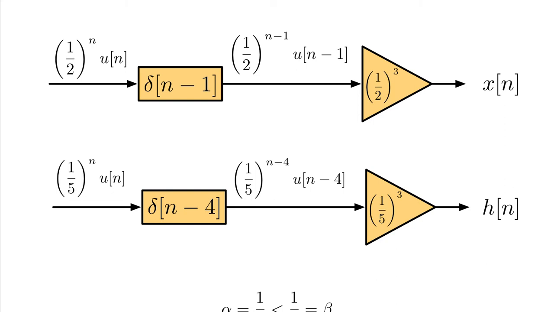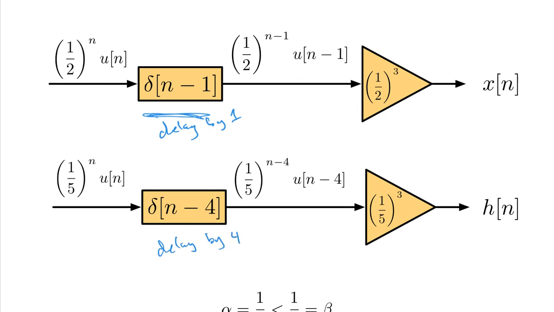So we can write it out. How did I get my x of n and h of n from the previous example? First off, I had a u of n minus 1 in the first term and u of n minus 4 in the second term, so we can create those by introducing a delay. So I take a system that has impulse response delta of n minus 1. This is a delay by 1. This is a delay by 4.